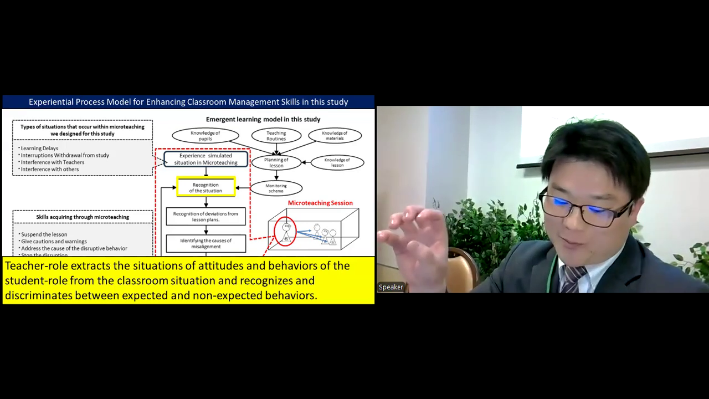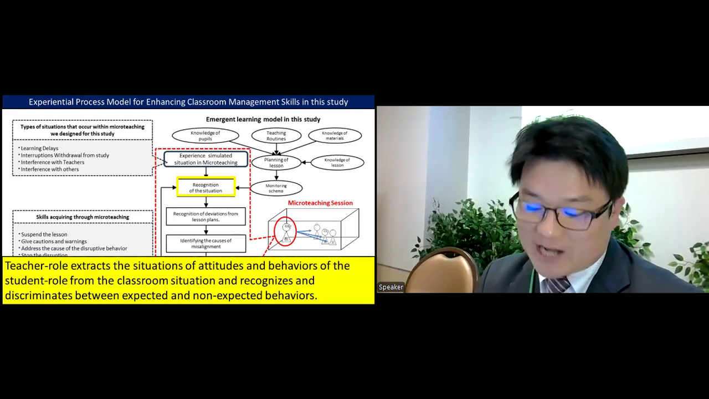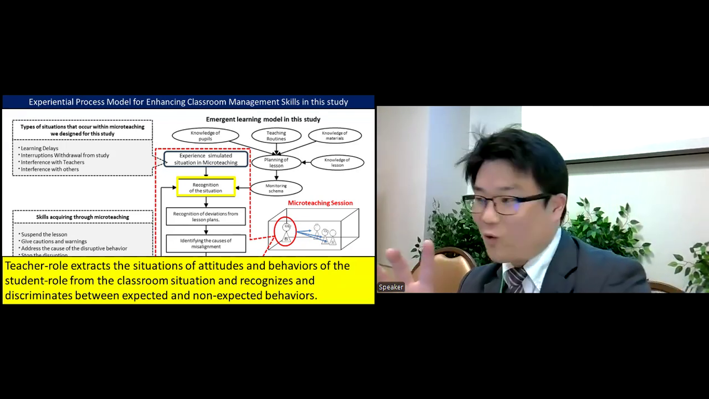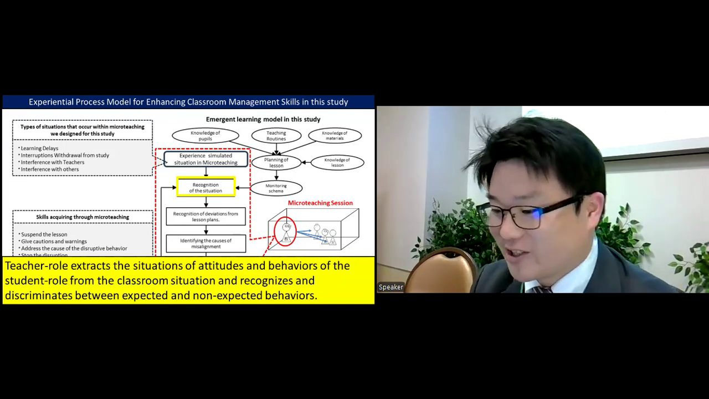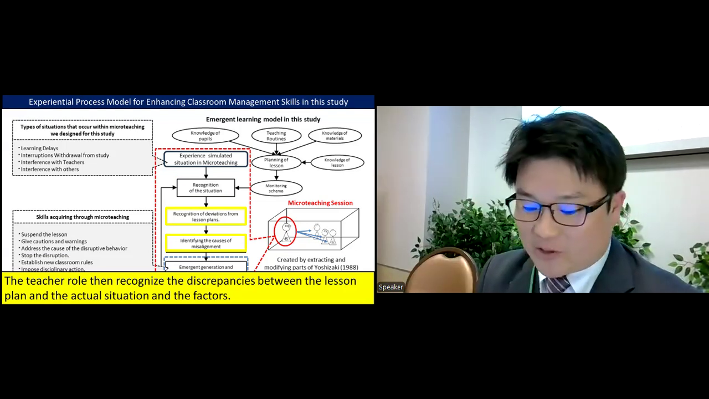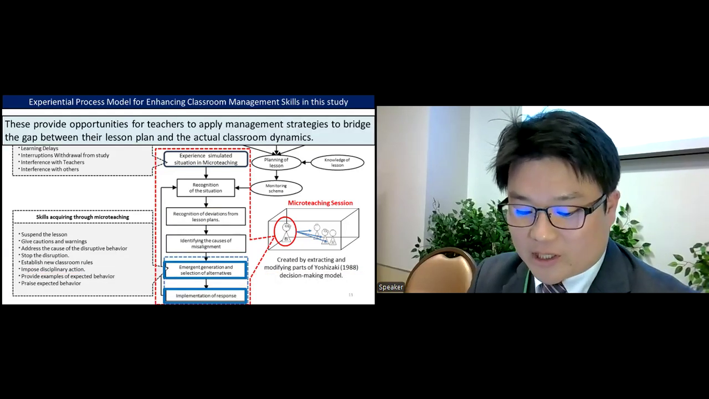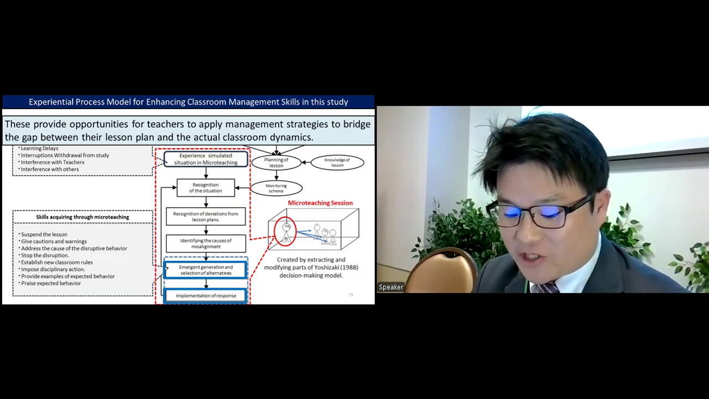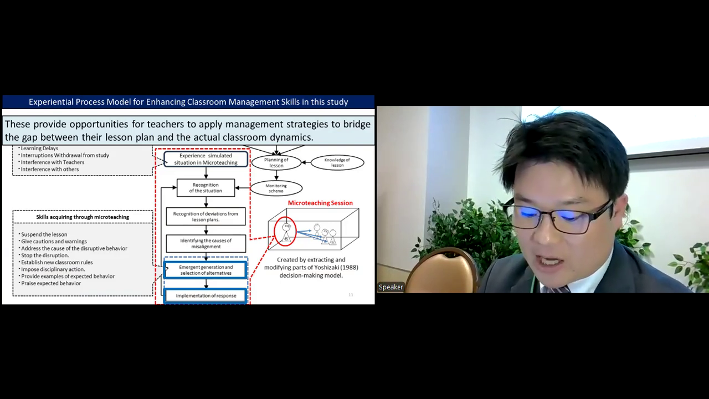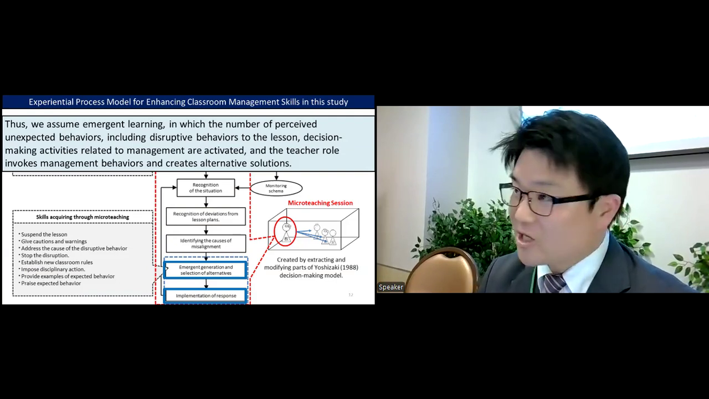A teacher will pick up on the different student attitudes and behaviors in the classroom. And then they notice what's expected and what's not. And they can tell the difference between behaviors that were okay and those that are not. The teacher then recognizes these discrepancies between the lesson plan and the actual situation and the factors. Furthermore, these provide an opportunity for teachers to apply management strategies to bridge the gap between their lesson plan and the actual classroom dynamics. So we are looking at something called emergent learning.